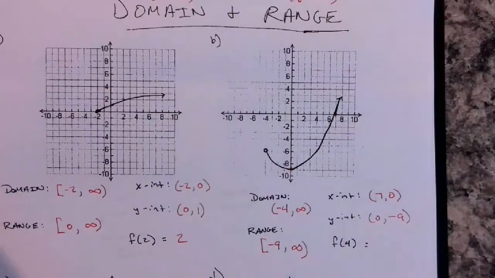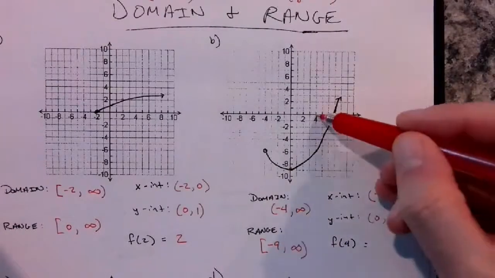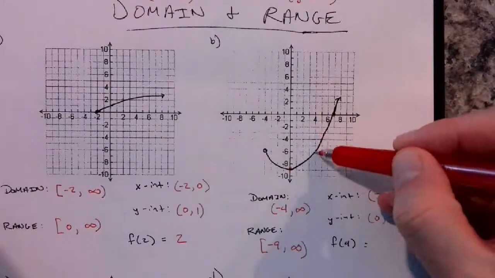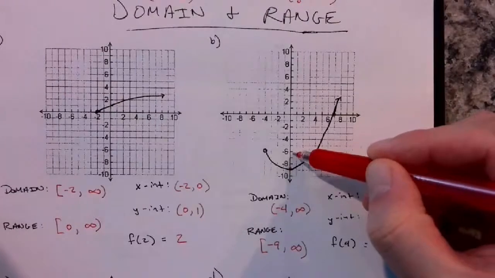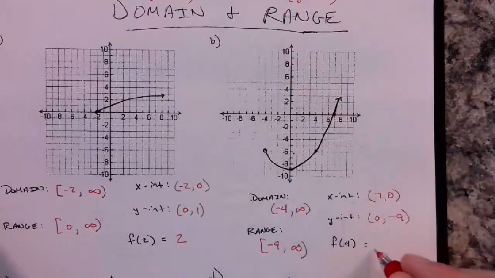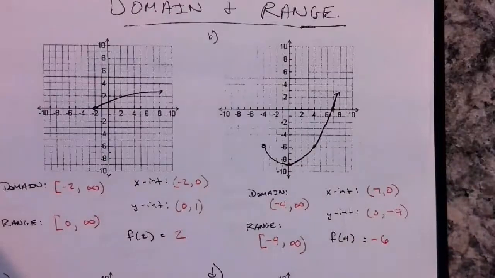And f of 4. f of 4 means you want to find the y value when x equals 4. So saying x equals 4, follow to your graph where the y coordinate associated with that would be, which would be here. Following that over, I see that it's negative 6. In other words, 4, negative 6 is on my graph.